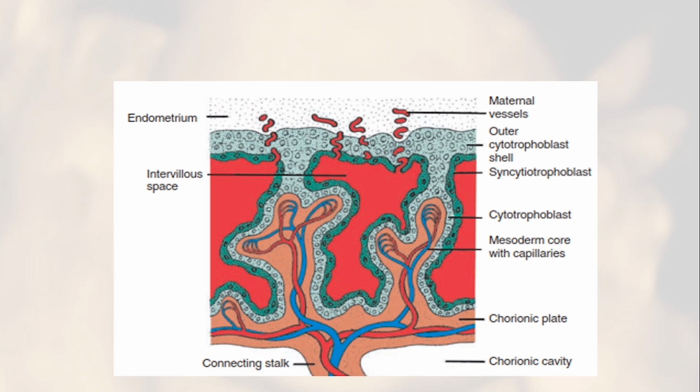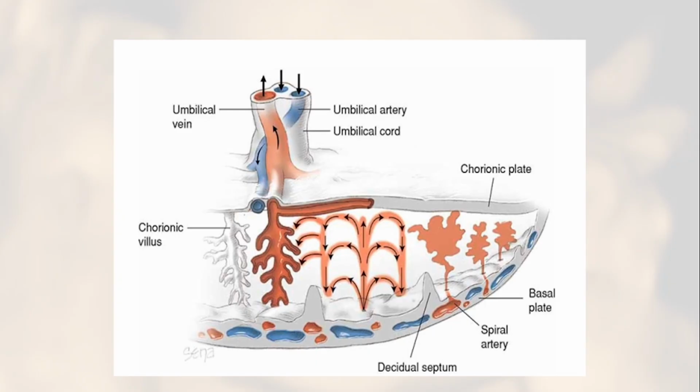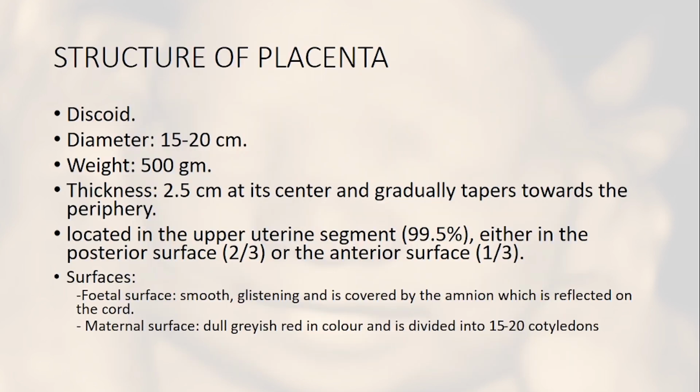All right, so we can see here blood vessels already formed in the mesoderm, and the cytotrophoblasts already proliferating, even forming a layer over the villi. The anchoring stem, and then the branching of the villi into this sinusoid or intervillous space. So this is a placenta already formed, with the umbilical cord attached. So just a brief structure of the placenta.